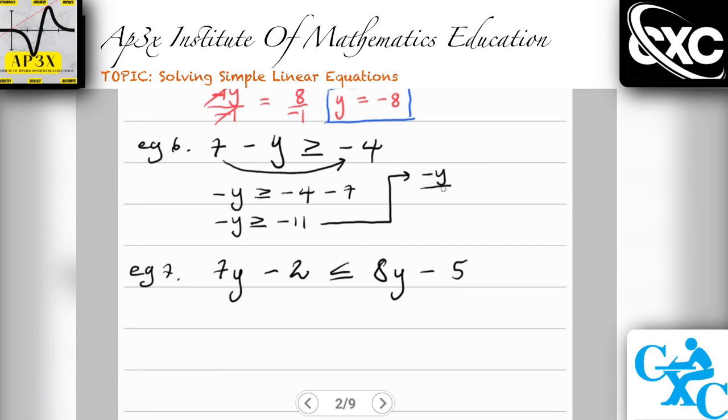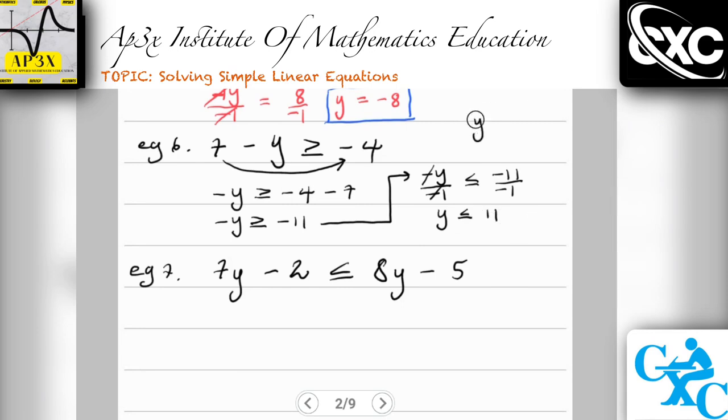So what happens here is that minus y, as we said, is negative, so we're going to divide by minus 1. Because you're dividing the inequality by a negative coefficient, we must reverse the sign. So that's less than or equal to, as opposed to greater than or equal to. And that's going to be minus 11 divided by minus 1. So that negative into the negative gives a positive. So y is therefore, as opposed to being greater than or equal to 11, going to be less than or equal to 11.